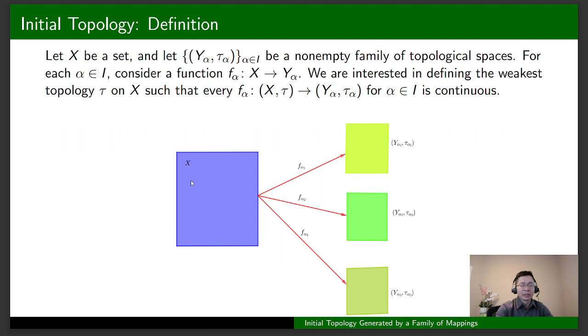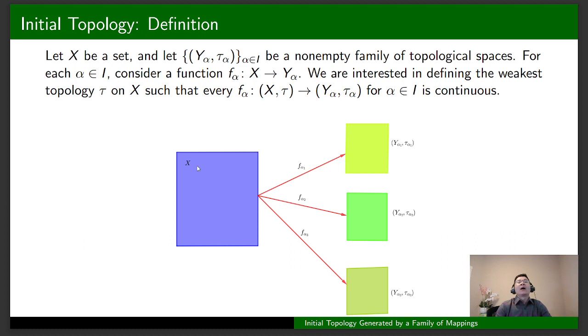Obviously, if we equip X with a discrete topology, then every function f_alpha from X to Y_alpha is continuous. How come that is true? Because in X with a discrete topology, any subset of X is open. So if we take any open set U in Y_alpha and take its inverse image under f_alpha, it is a subset of X and therefore it is an element of the discrete topology. So it is open in X with the discrete topology and therefore f_alpha is continuous.